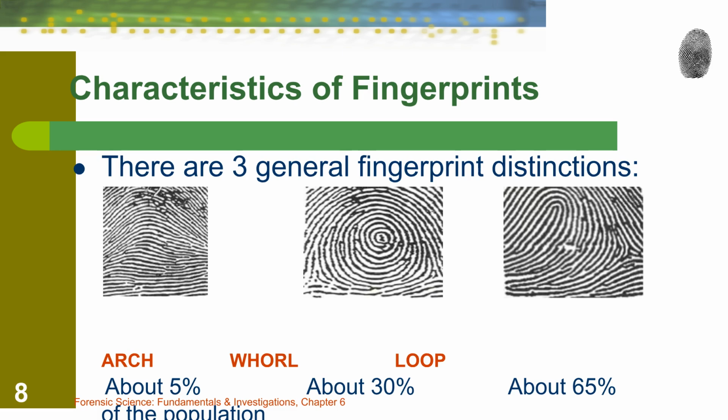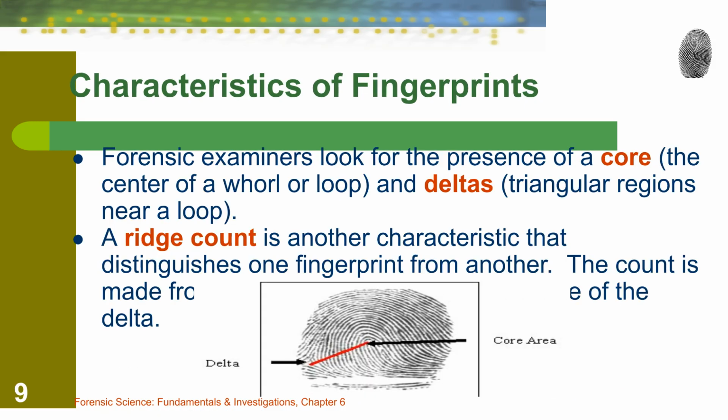Arch patterns are the least common, representing about 5% of the population. Whorl patterns are found in about 30%, and loop patterns are the most common, accounting for about 65% of the population. Forensic examiners look for key features like the core, which is the center of a whorl or loop, and deltas, the triangular regions near a loop. A ridge count is also used for distinction, measured from the core's center to the delta's edge.